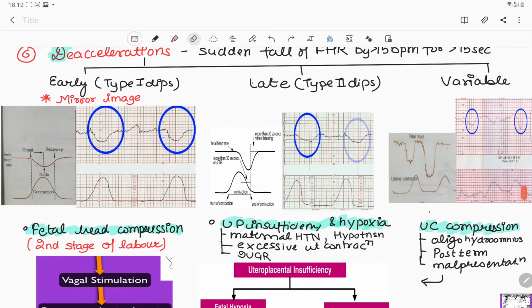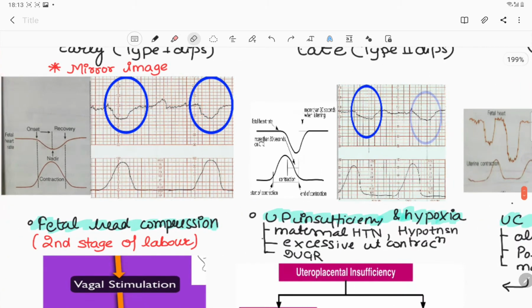There are three types of decelerations. First one is early, known as type 1 dips. It is also called mirror image. For example, when the uterine contractions start, fetal heart rate starts dipping, and during the peak of the uterine contraction, fetal heart rate is lowest. When the contractions subside, fetal heart rate returns back to normal.